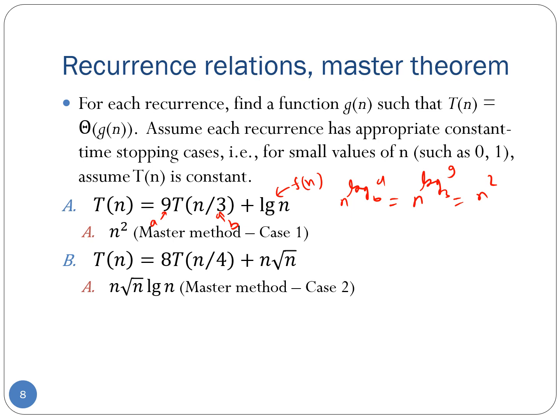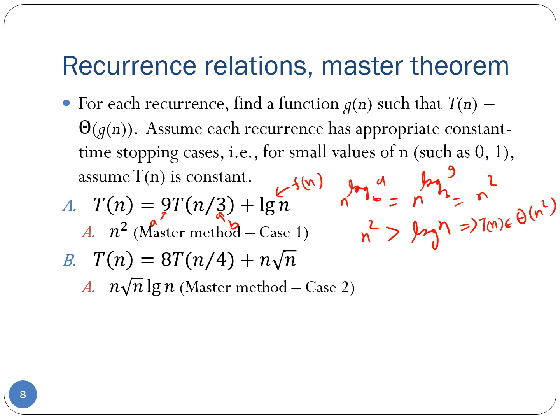Okay, now clearly n square grows greater than log n, and this implies this is the first case in the master theorem, and therefore our recurrence t of n should be theta of n square. Okay, so this is the result for the first question.